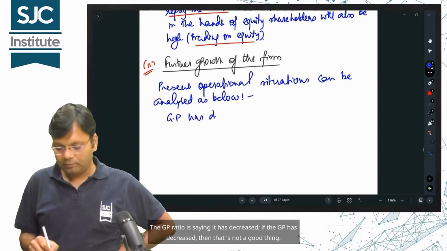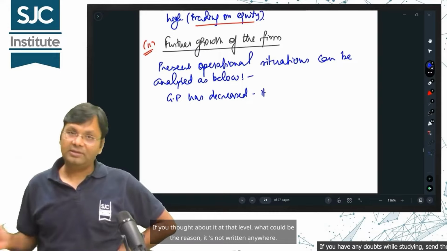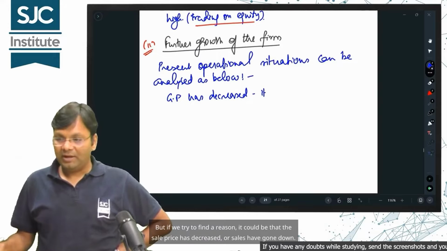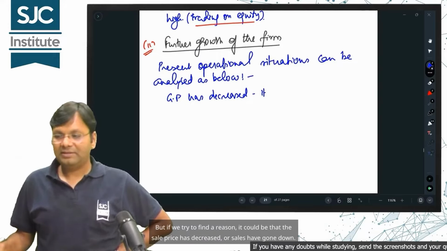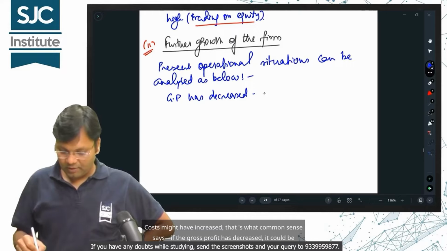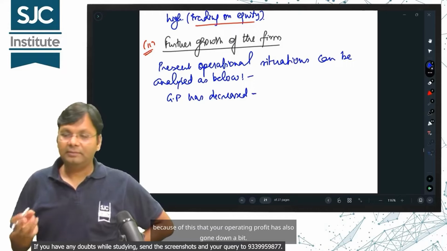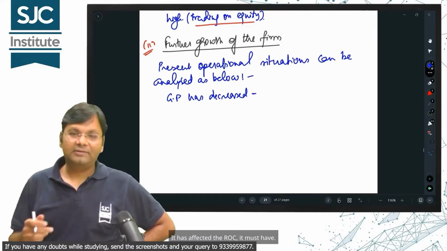What could be the reason for this? If you thought about it at that level, what could be the reason? It's not written anywhere. But if we try to find a reason, it could be that the sale price has decreased or sales have gone down. Costs might have increased. That's what common sense says. If the gross profit has decreased, it could be because of this that your operating profit has also gone down a bit. It has affected the ROC.